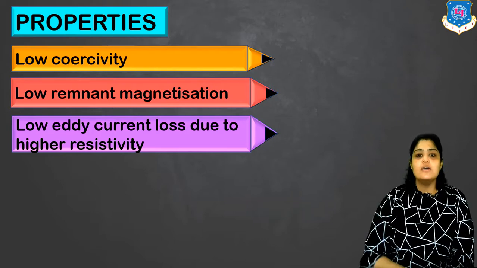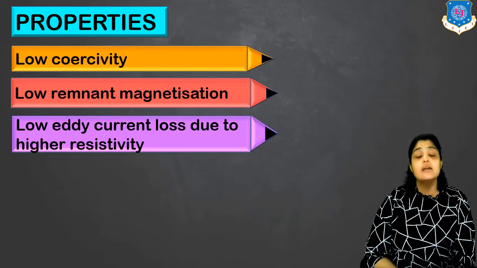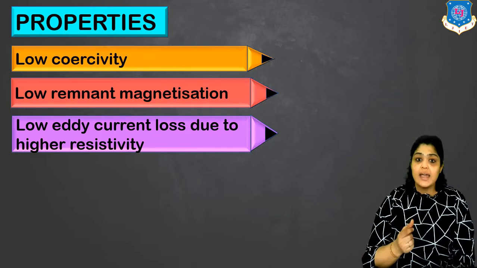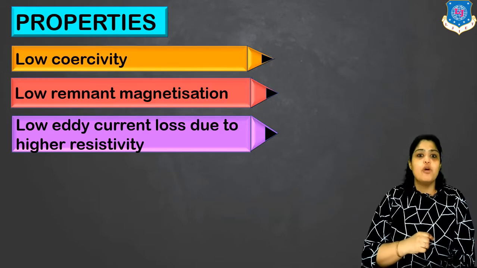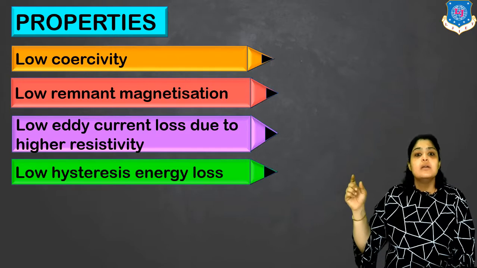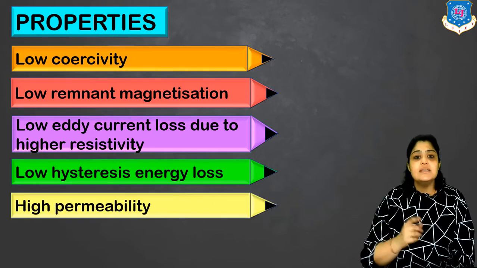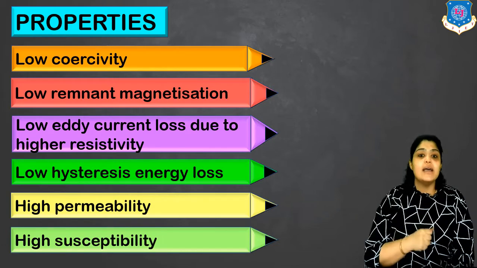Now, eddy current is generated due to the change in magnetic field, and if the resistivity is high, this current would be very small because eddy current is also in the form of heat. So due to higher resistivity, the eddy current is low. They have a low hysteresis energy loss due to small area. They have a high permeability and high susceptibility.